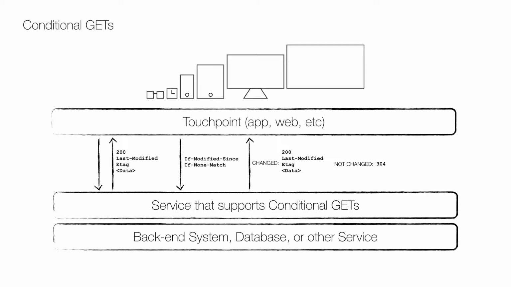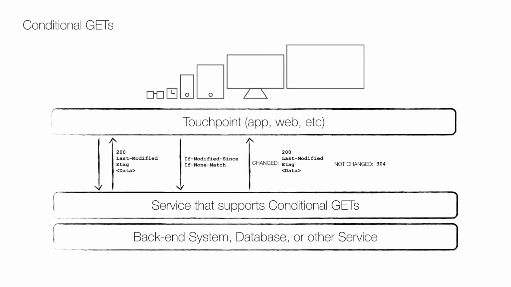The basic idea is that the first call to the server is made as usual, and the response from the service includes the requested data and the normal OK or 200 HTTP response code. It also includes two specific headers, one with the date indicating when the resource was last changed, and the other is a unique identifier for the current version of the resource called an etag.